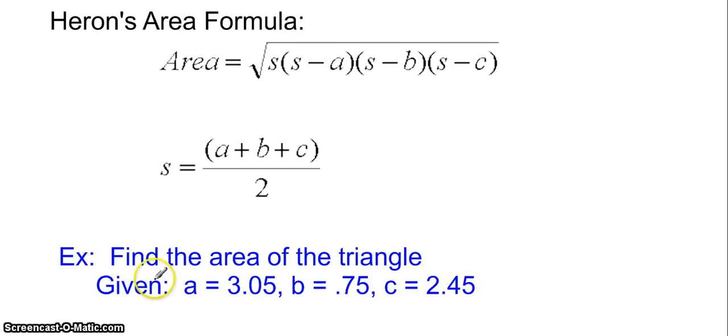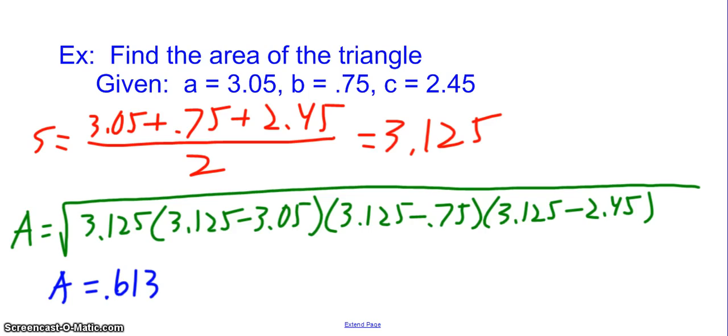So I want you to find the area of the triangle given A is 3.05, B is 0.75, and C is 2.45. Pause the video, unpause when you're ready to check your work. Okay, so first I found the partial perimeter. Add up the sides, divide by 2, I get 3.125. So then the area is the square root of 3.125 times 3.125 minus 3.05 times 3.125 minus 0.75 times 3.125 minus 2.45. Type all of that into my calculator exactly as it's written, and I get 0.613.